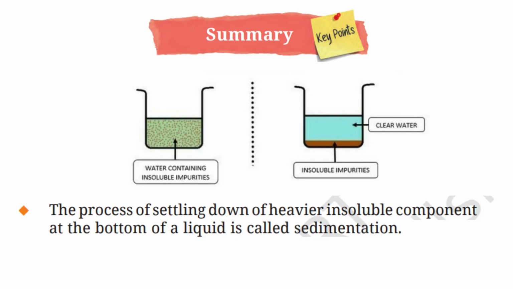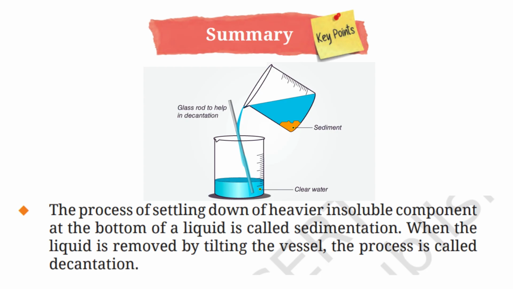Sedimentation occurs when heavy, insoluble solids settle at the bottom of a liquid. That is, the process of settling down of a heavier insoluble component at the bottom of a liquid is called sedimentation. And when the liquid is removed by tilting the vessel, the process is called decantation. So basically, decantation is the process of carefully pouring out the clear liquid after sedimentation. For example, separating clear water from a sand and water mixture, right?